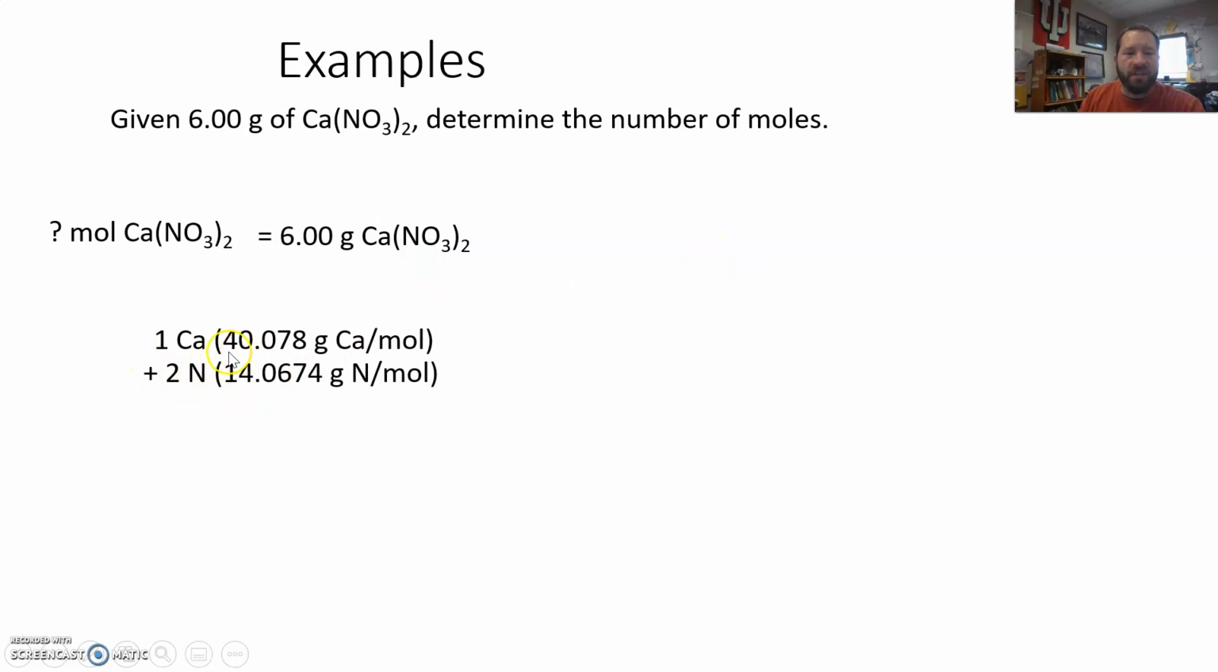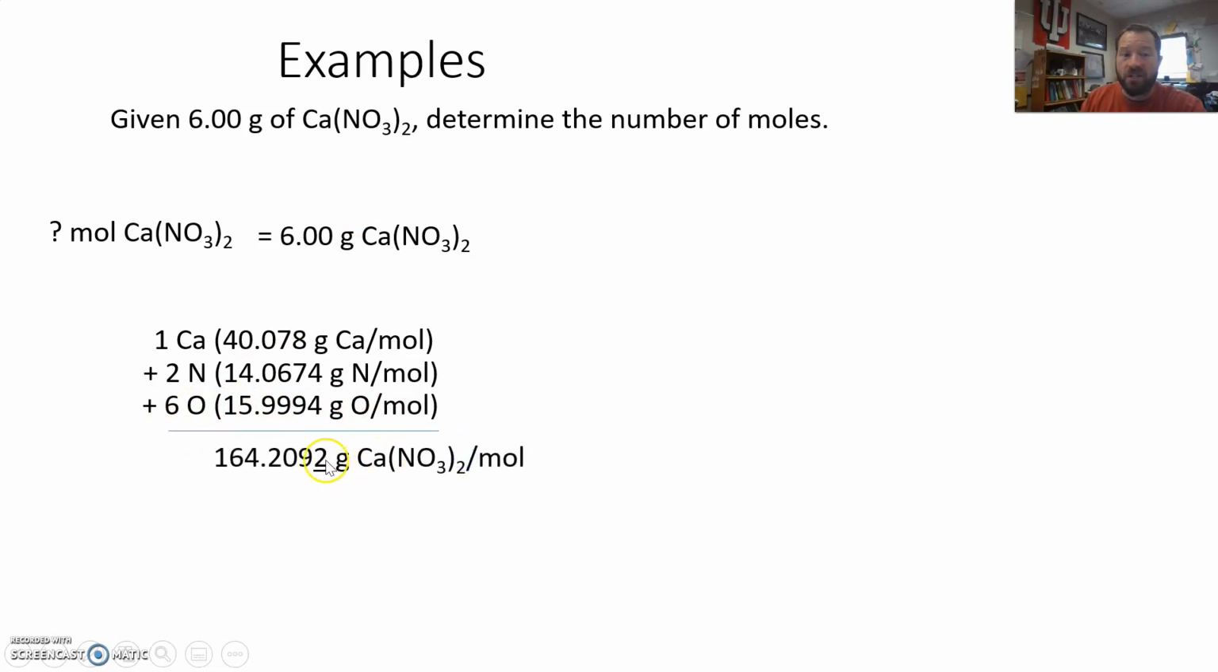We need to add together, off the periodic table, the mass of calcium, 2 times the mass of nitrogen, because there are 2 nitrogens, and then 6 times the mass of oxygen. 6 because there's 3 O's inside the parentheses, and we have 2 of everything in the parentheses. So that's 6 total oxygens in this compound. So 6 times 15.9994. I add all those up.